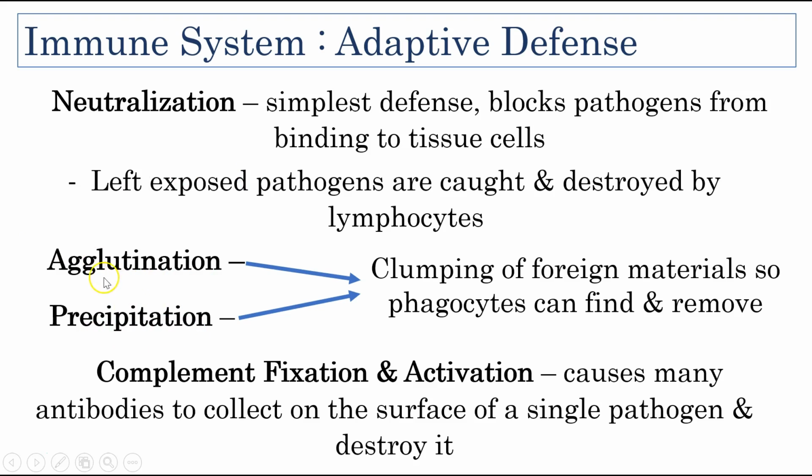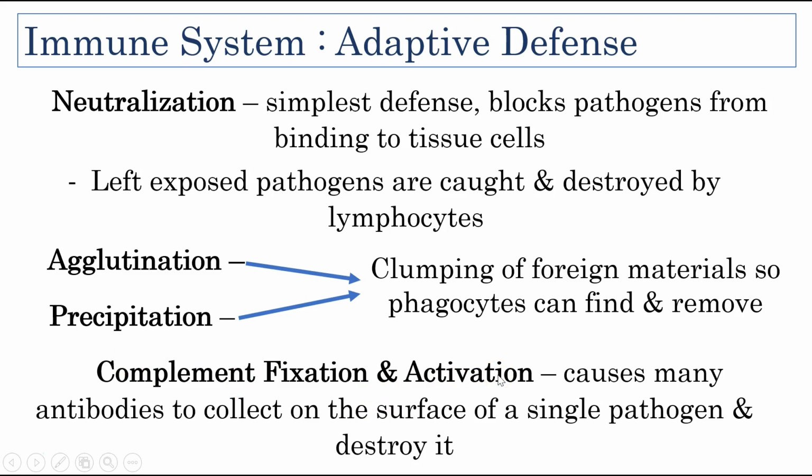Agglutination and precipitation. Agglutination is specific to blood cells, but precipitation is the same sort of scenario in the body tissues with other cells aside from red blood cells. They clump together because of that collection of antibodies with the foreign antigen, making those big clumps easy for phagocytes to find and devour.